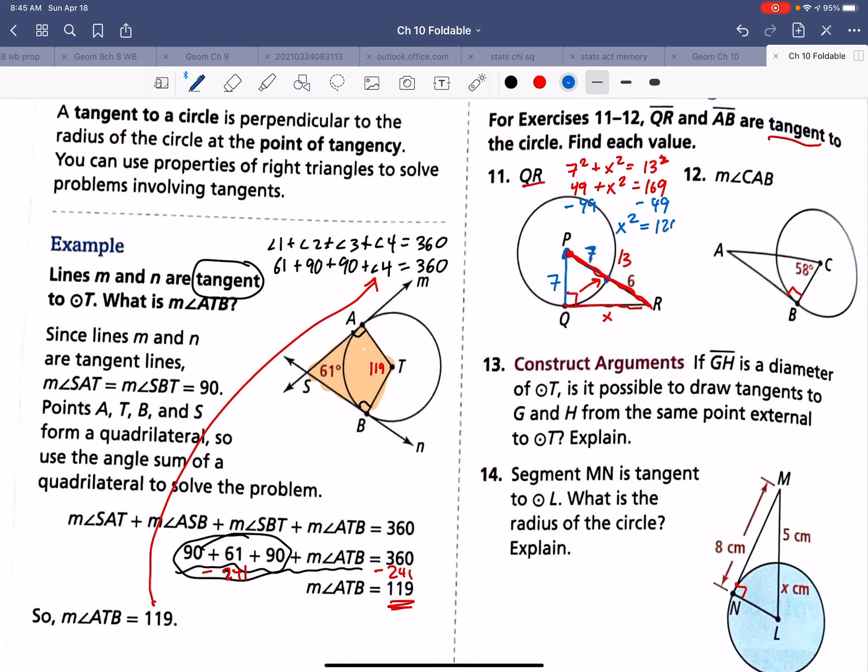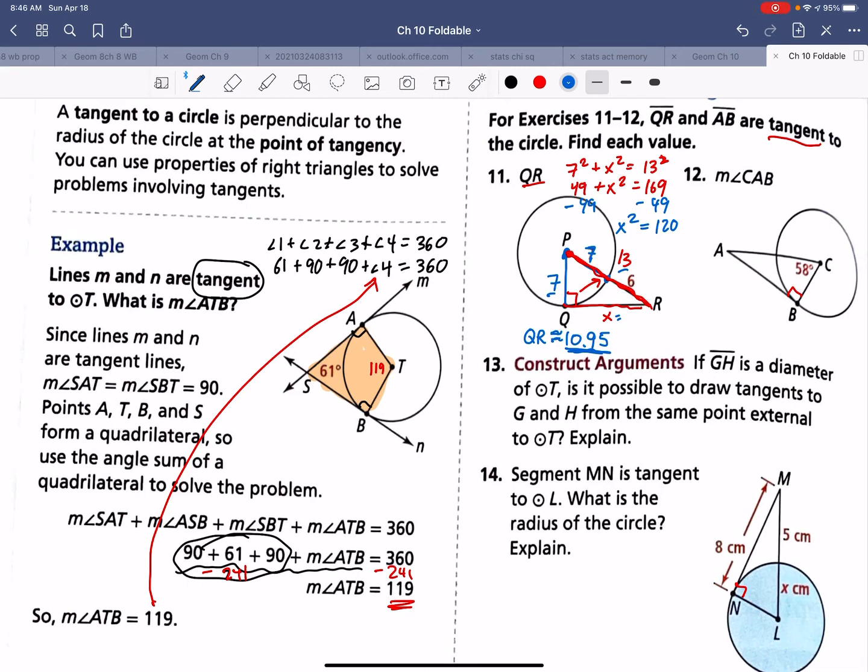I get 120, and when I take the square root of 120, I get a decimal, but that's okay. I'm just going to round to 10.95. It's about 11. And I like this number, right? About 11 looks right. I was looking for a number between 7 and 13.